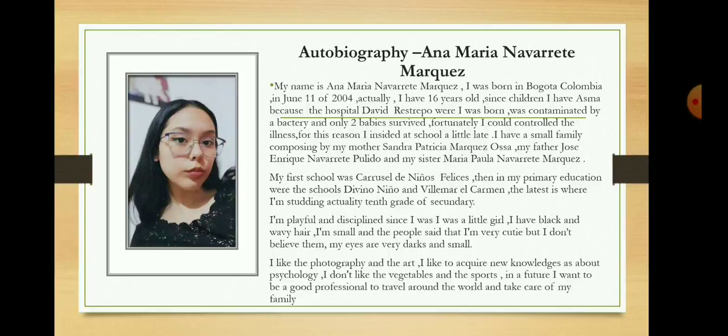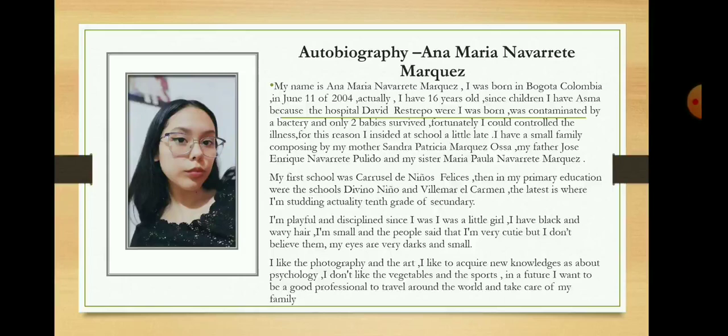Since I was a child, I have had asthma, because the hospital Daniel Restrepo, where I was born, was contaminated by a bacteria, and only 2 babies survived. Fortunately, I could control the illness. For this reason, I entered school a little late.